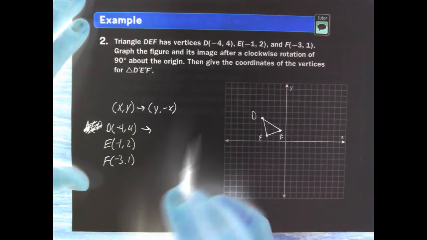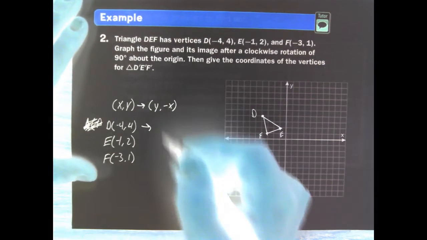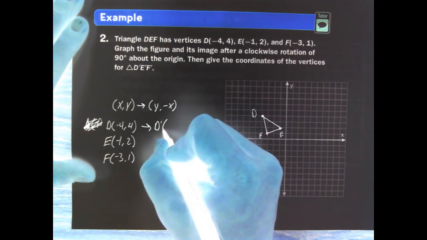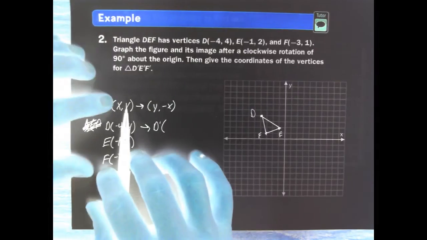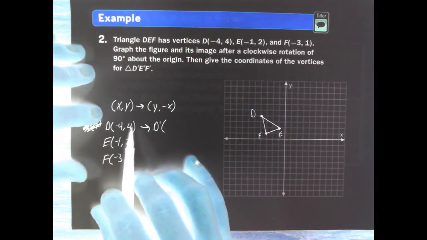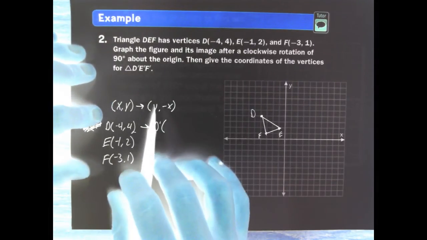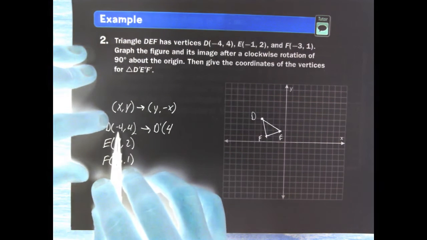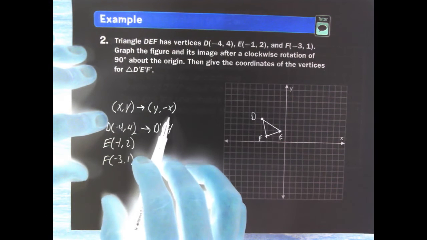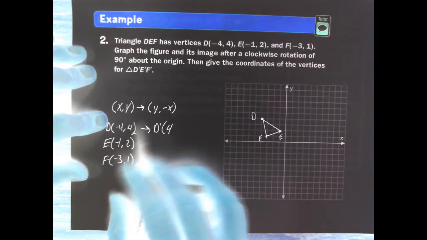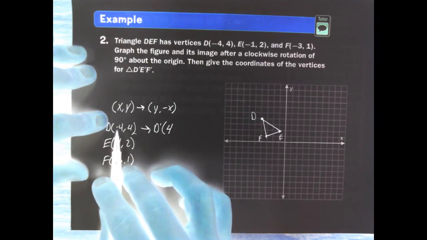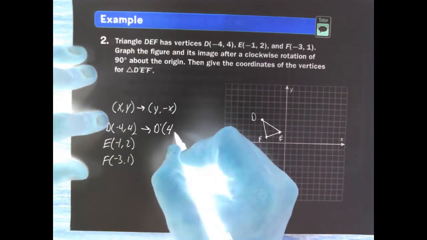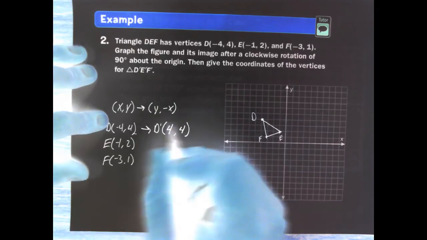So now take it slow until you get the hang of this. D prime becomes, this is my y coordinate, 4. That is now my x coordinate. This was my x coordinate. This is now my y coordinate, and it's negative. So I have to flip the sign. It is negative now. Okay, so I change the sign to a positive 4.